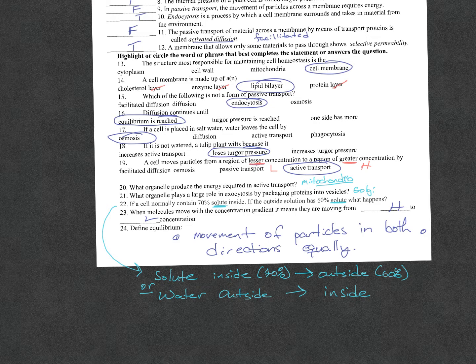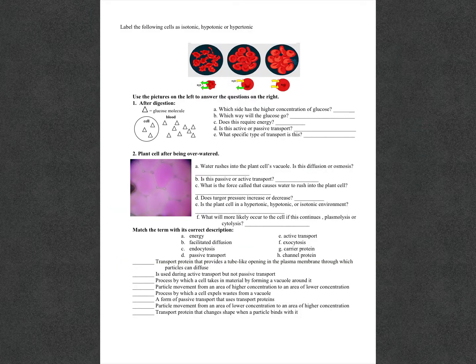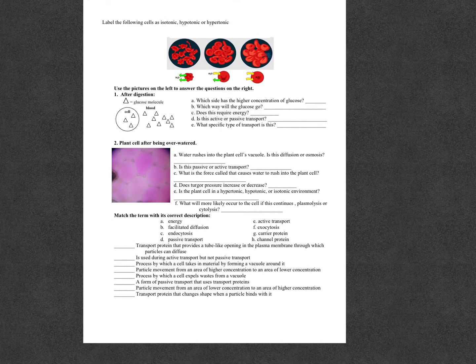All right. So this one again is the same as the previous question, where you have high blood glucose and low glucose in the cell, and it asks which is the higher side. It's in the blood. Which way will the glucose go into the cell? Again, assuming the glucose can move through facilitated channel proteins. Does it require energy? No. Is this active or passive? It's passive, and specifically it's facilitated diffusion.